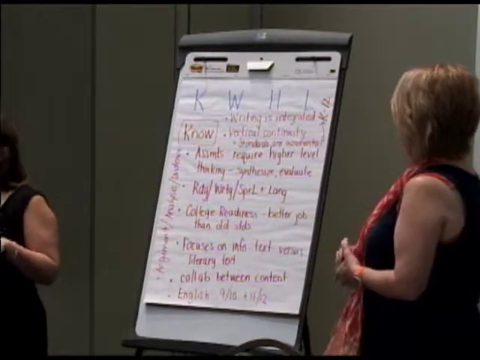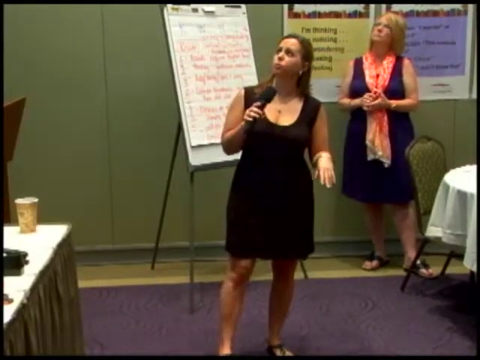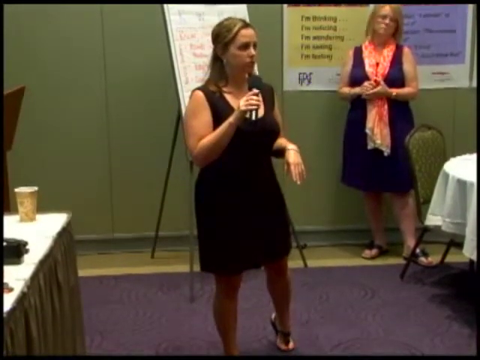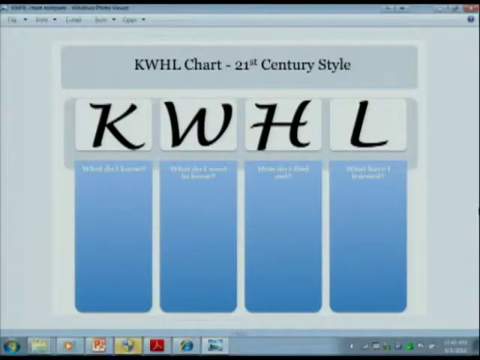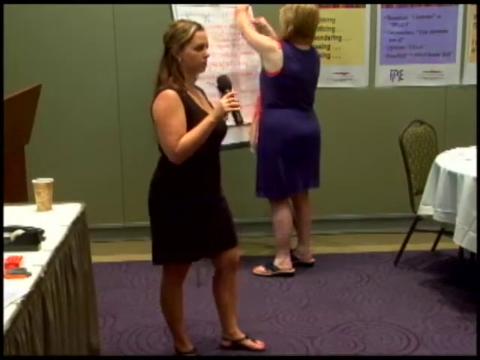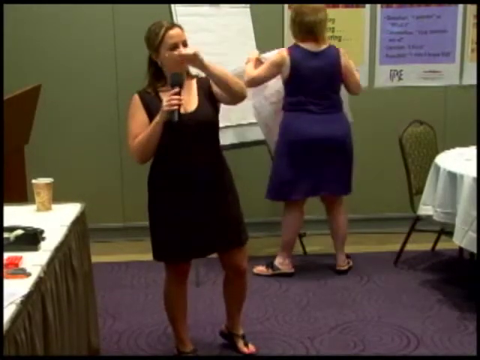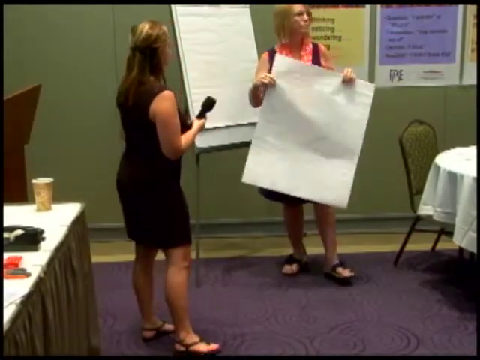What I want you to do now is we're going to go ahead and go to the next column, the W. What do I want to know? So I want you to think about the Common Core and, again, the Smarter Balanced Assessments. What are some questions you have, or what do you want to know about the Common Core and Smarter Balanced? So go ahead and take a minute to discuss that with the table, then add to your chart.